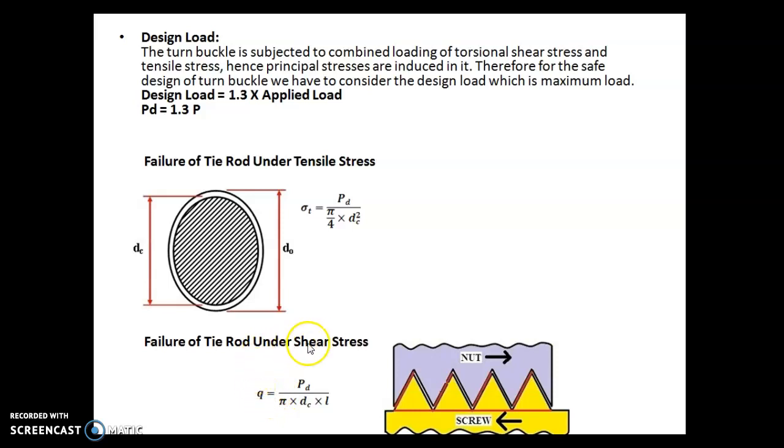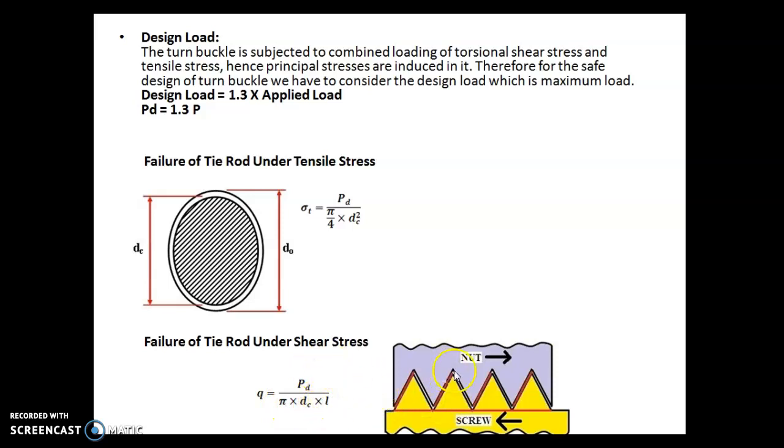So here shear stress is taken as small q, but in our book we will take shear stress value as tau. Okay, tau or tau. So tau will be equal to PD upon pi into dc into L.